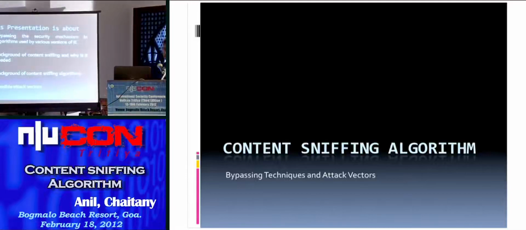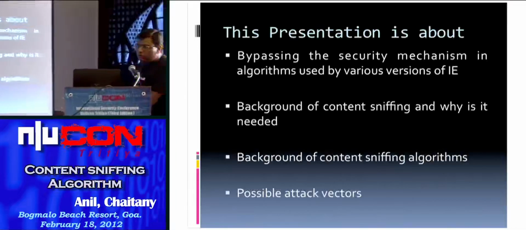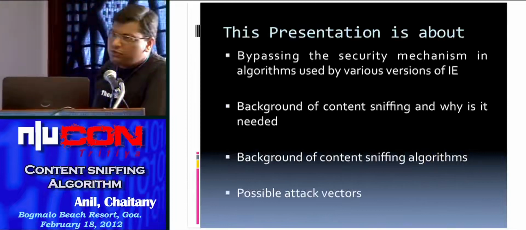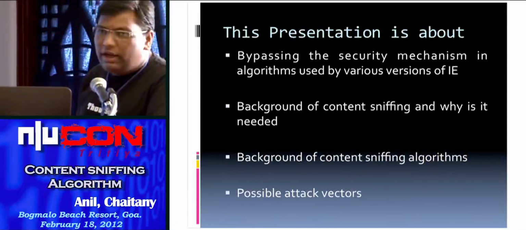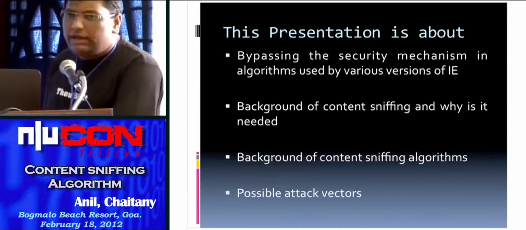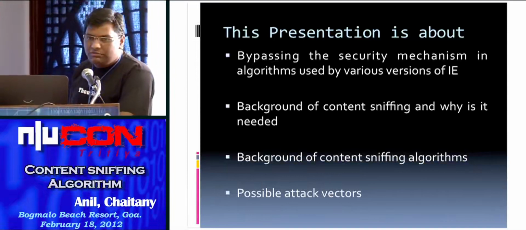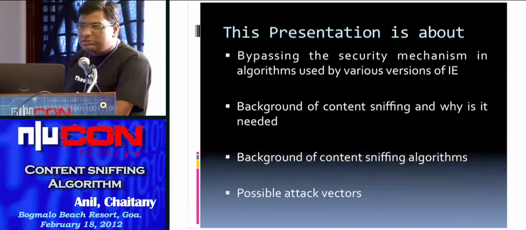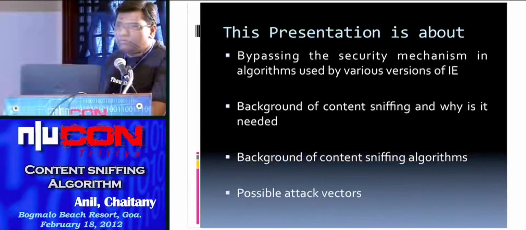Algorithms in Internet Explorer, various versions ranging from version 5, 6, 7, 8, 9 up to 10. Background of content sniffing is what we will first talk about, because before going into attack, we should know the background: why basically browsers need to sniff the content and how actually the contents are sniffed, and then what are the various algorithms and how you can actually bypass the security mechanisms in the content sniffing algorithms, and then possible attack vectors which would lead to executing scripts and much more.